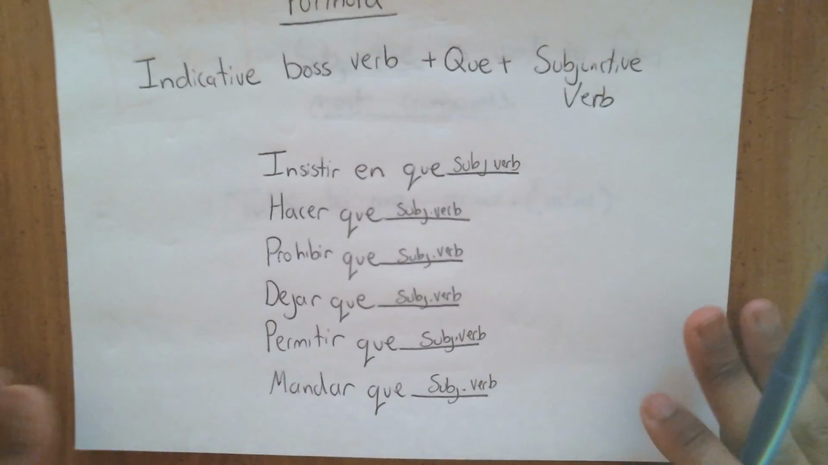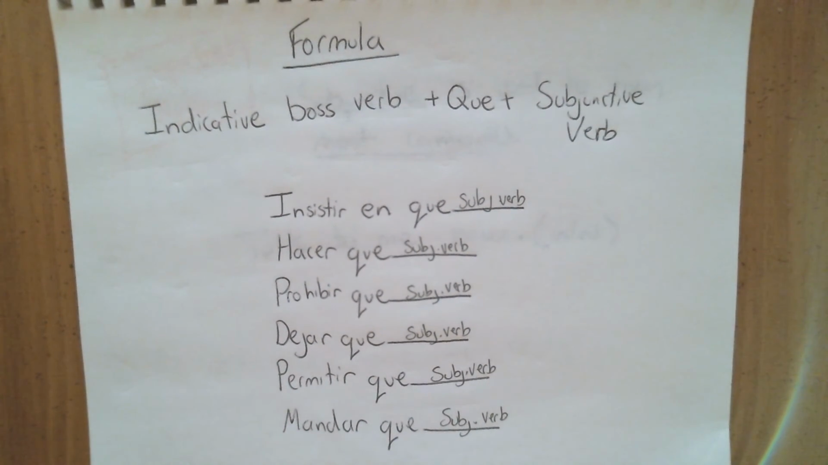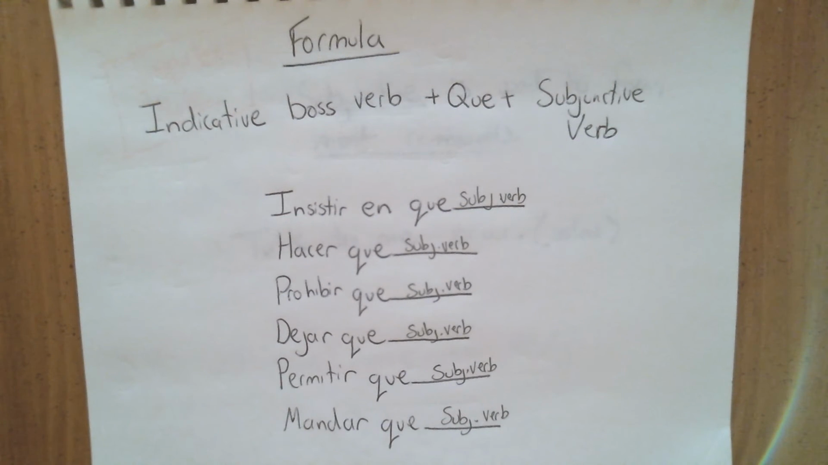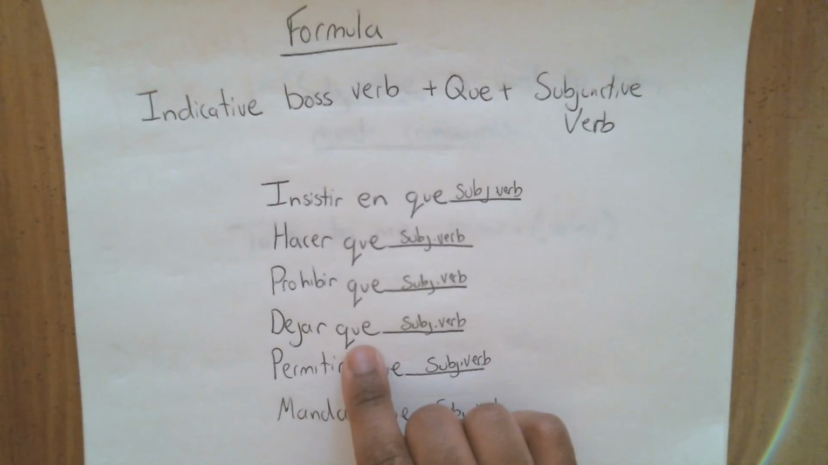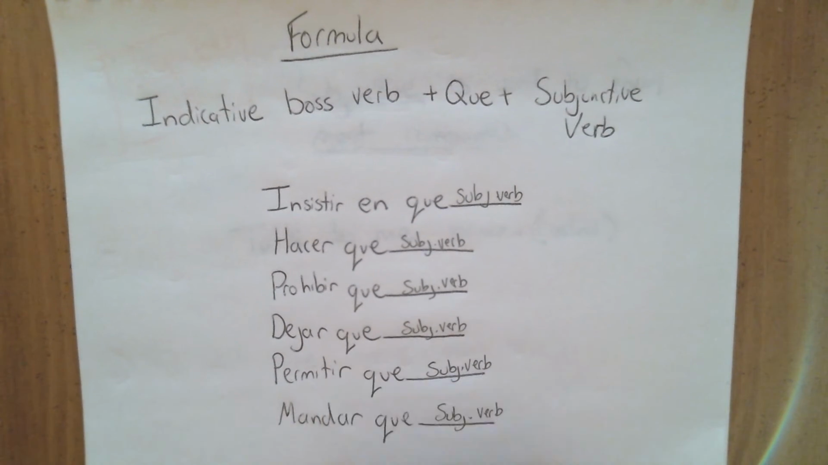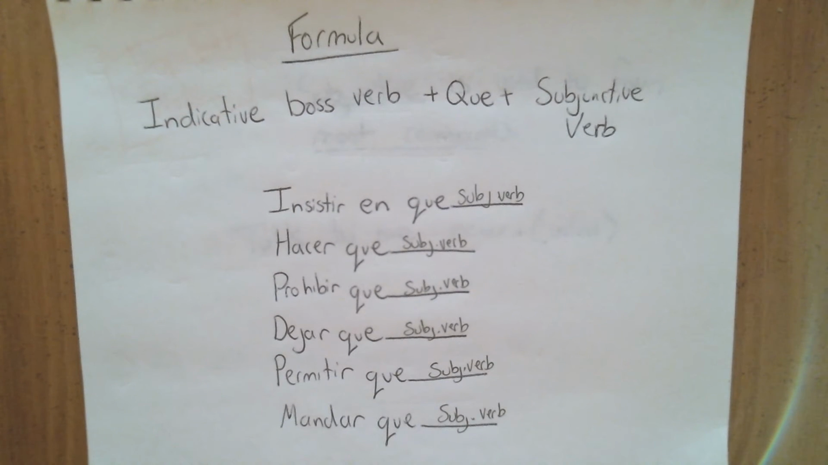Now typically your formula here is going to be your indicative boss verb plus que plus your subjunctive verb, which we already figured out. But here are some common verbs that are used when one person is influencing the actions of another. Insistir en que, one insists that. Hacer que, one makes that, like he makes me study, I make him read. Prohibir que, to prohibit that. Dejar que, to allow that. Permitir que, we already talked about that one, to permit that, or mandar que, to order that, or to mandate that.